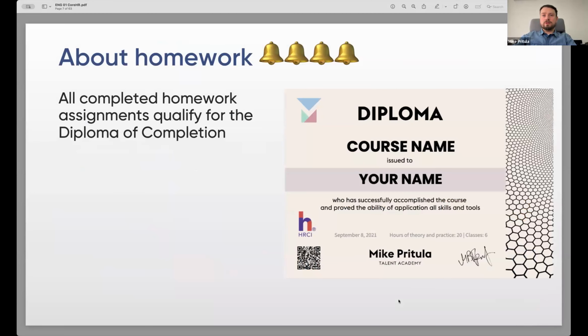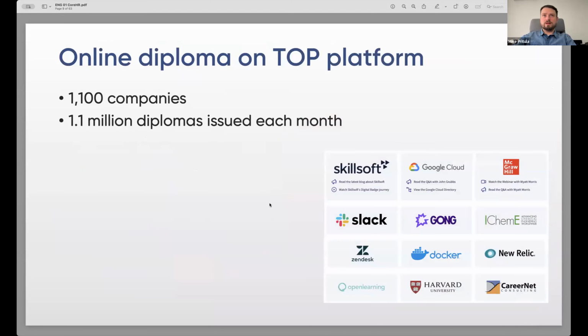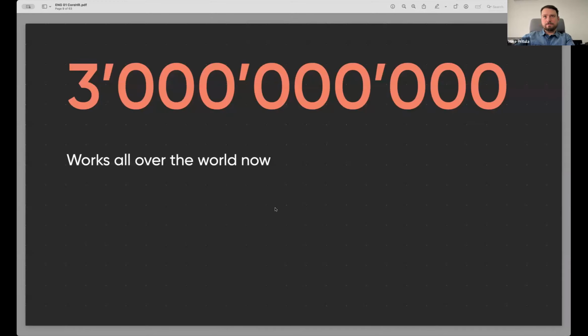And as on all of our courses, we have homework or home assignments that you need to complete to receive your diploma. So be careful and do all your homework. It will help you to obtain our diploma. We issue our diploma online on a very popular platform, and you may add this diploma to your LinkedIn profile.